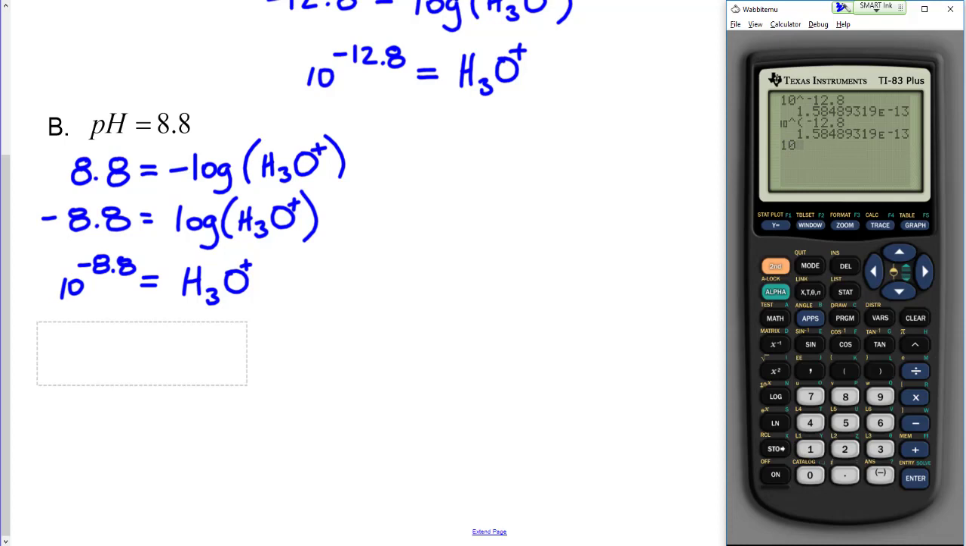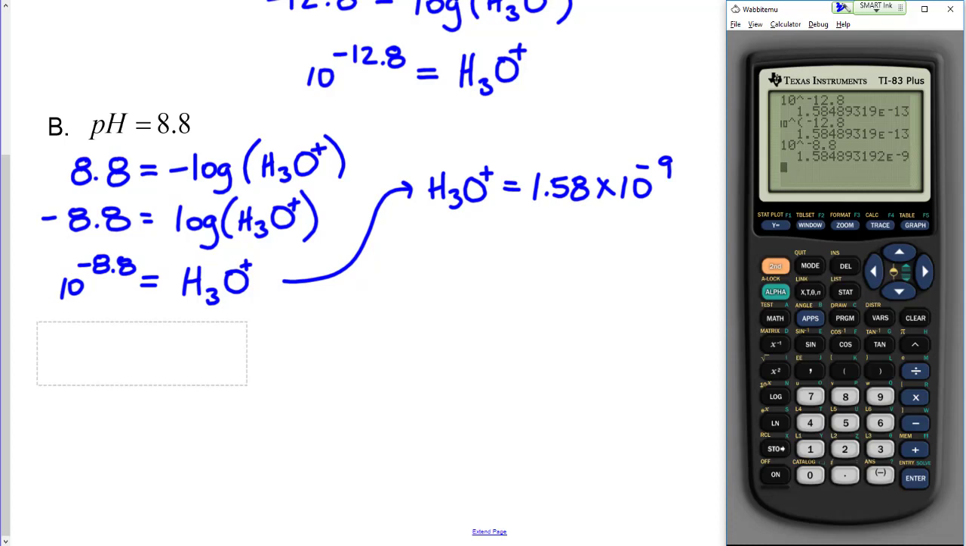So 10 raised to the negative 8.8. So that's going to be 1.58 times 10 to the negative 9th power.